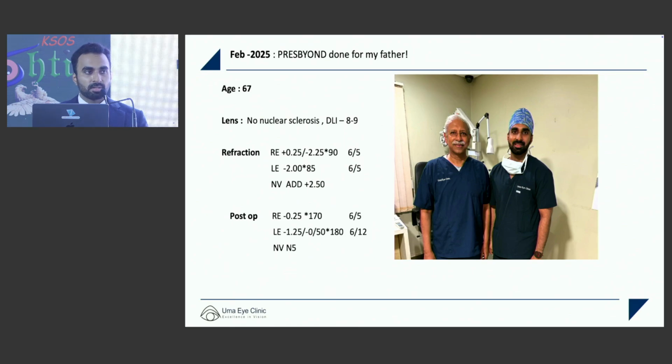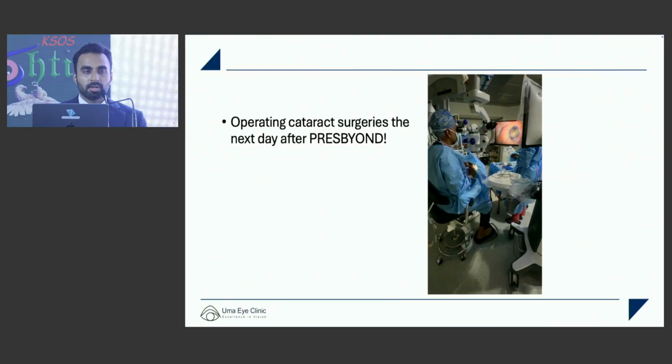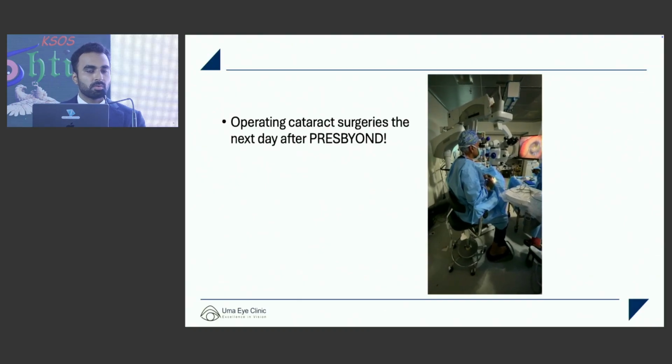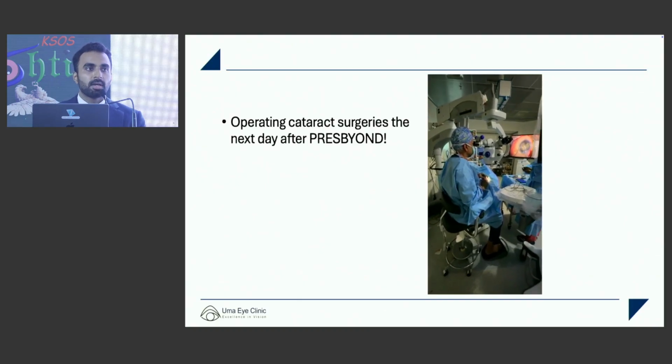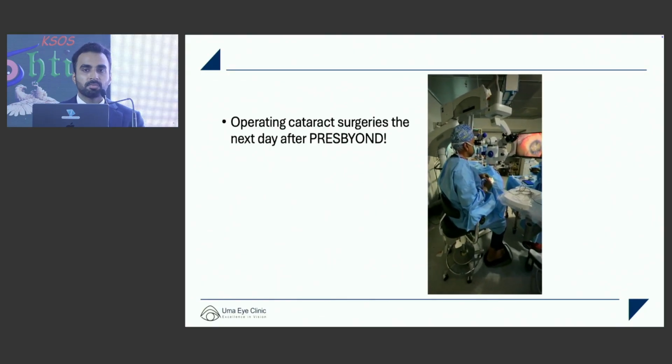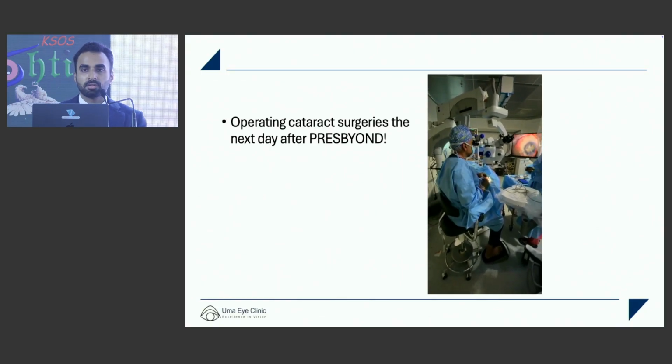And also, as recently as February, I performed Presbyon for my own father as well. He's also an ophthalmologist. His age is 67. He had no cataract. We did the Presbyon on a Monday afternoon, and on Tuesday morning, we saw his vision. He was 6/5 with N5, and the next day morning, he's also operating cataracts. There is no issue at all with blending. There's no issue with depth perception. Very comfortably, just about 18 hours after surgery, he's back to the theater operating his own surgeries with no issues whatsoever.